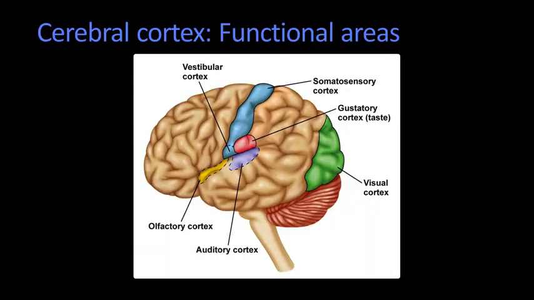But where's the really cool stuff happening? Well, the really cool stuff happening is when you leave the lateral geniculate and you get up to the cortex. So here is another picture of your brain just to remind you of where pieces are. Again, your nose is over here. Here's your cerebellum.